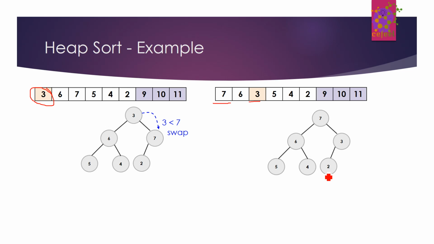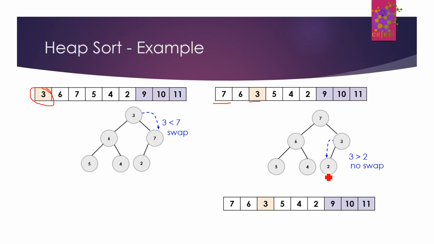Now in this case there is only one child, so we still have to compare it with 2 and see if further bubble down is required, or if 3 is in its position. So the only child is 2. We compare 3 with 2. 3 is greater than 2. Heap property is intact. There is no need to swap, and hence we are done. So there is no need to do any more swaps, and the bubble down process is ended. At the end of bubble down, this is how the array looks.